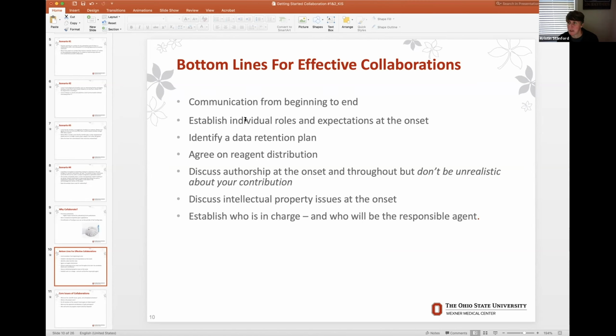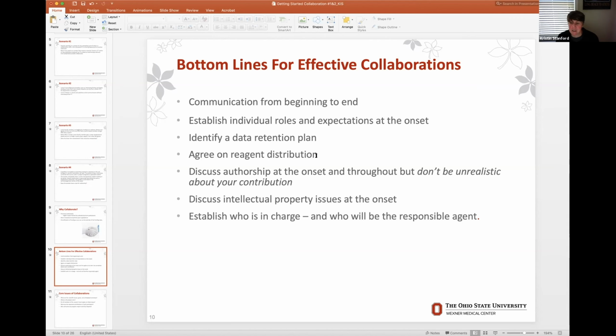Identify a data retention plan, making sure you know where all the data is going to be stored. So 2 years later, you're not trying to track down an undergrad or a grad student who has massive files that you've not been able to find. I know Buckeye Box is being redistributed now, but a shared Dropbox, we've done that with other labs before, or more secure databases if it's human data.